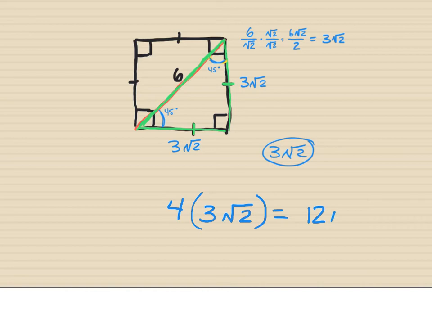You can't simplify that. 12 square root of 2. Yeah, 12 square root of 2. Notice how many people said outside times outside, inside times inside. That 4 is an outside number. It only gets multiplied with outside numbers.